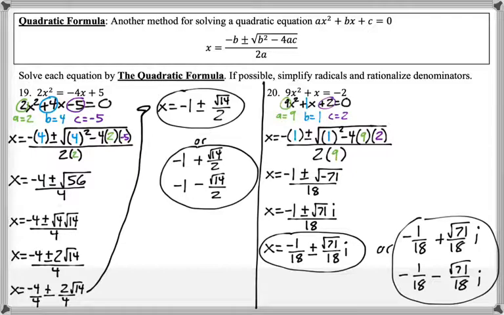And one more note about the quadratic formula. It will always get you the answer. So there's no way that we could use factoring to find these answers.